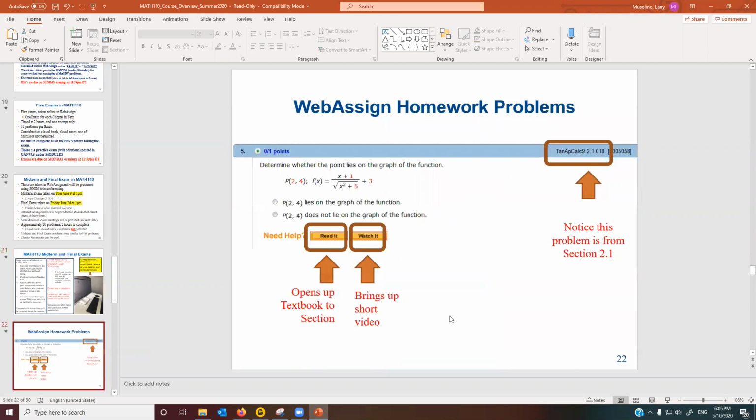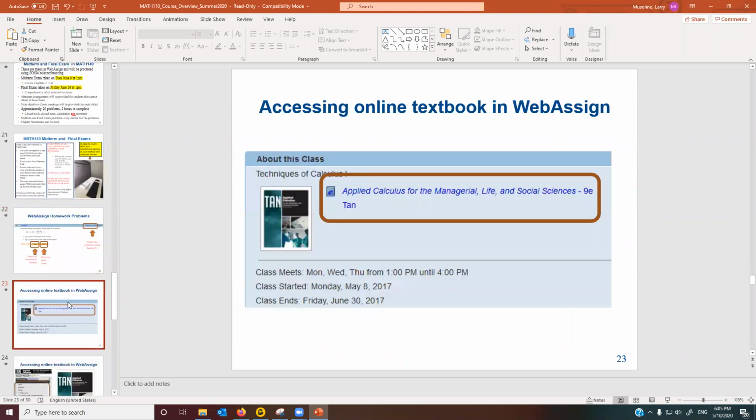Folks, when you're working in WebAssign, what you're going to see is when you bring up a problem, some problems are multiple choice. Most problems are going to be where you have to type in an answer yourself. There's going to be a button called Read It. That help button opens up the textbook to the section where this concept is being discussed. Watch It brings up a short video that will show a worked out example. So feel free to use these help buttons as much as you would like.